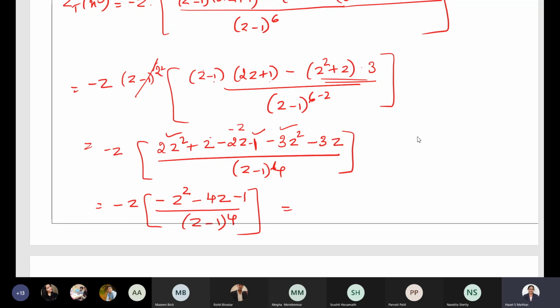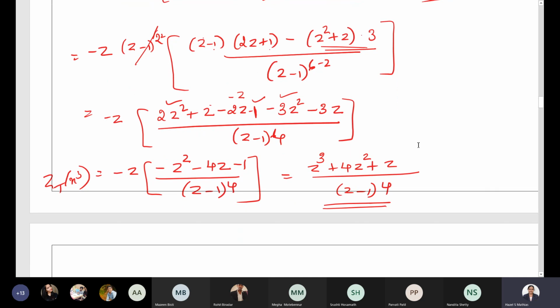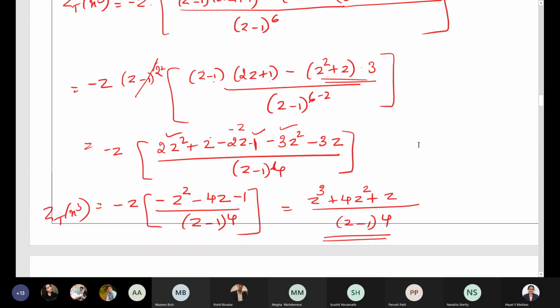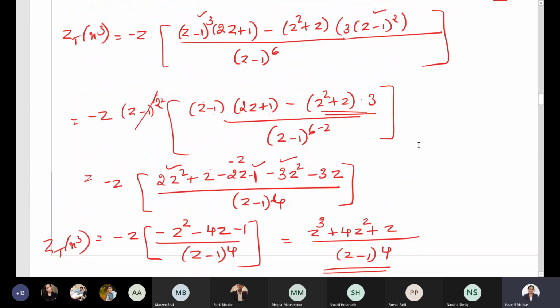Now again simplify. You can take the minus sign outside. Minus into minus becomes plus, then multiply with z, and we get z cube plus 4z square plus z divided by z minus 1 whole power 4. This is the z transform of n cube. Is it okay, everyone? You need to remember this. Okay? Is it okay?